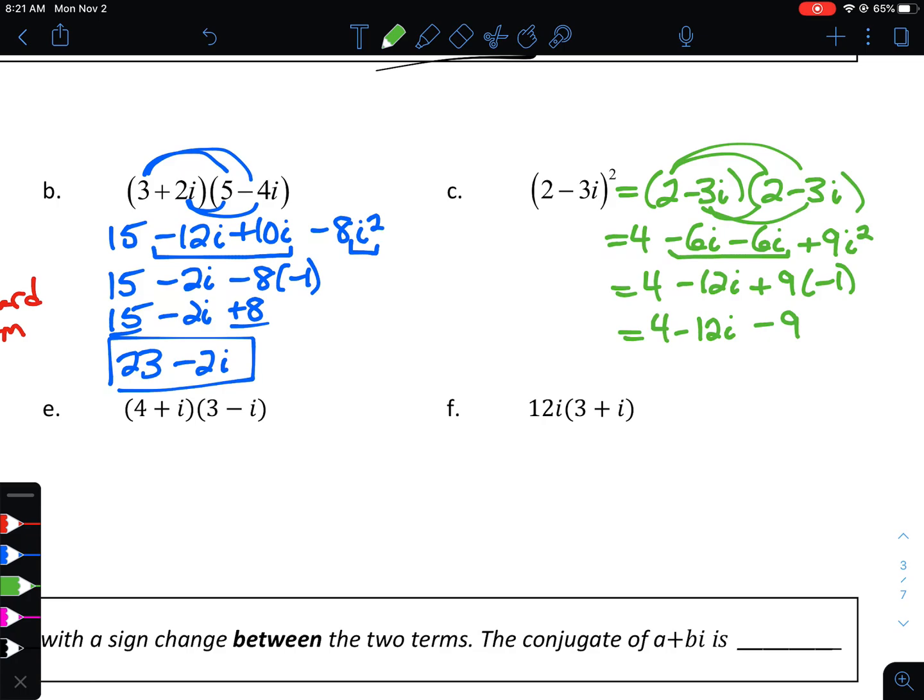So really, if you think about it, and what we'll start to do in order to make simplifying easier is that i squared just changes the sign of the number that's in front of it. So if it's a +9, then it becomes a -9. All right, but to go ahead and finish this one out, let's go ahead and combine our like terms. 4 minus 9 is -5. We'll copy the -12i after it. And there would be our final answer for C.